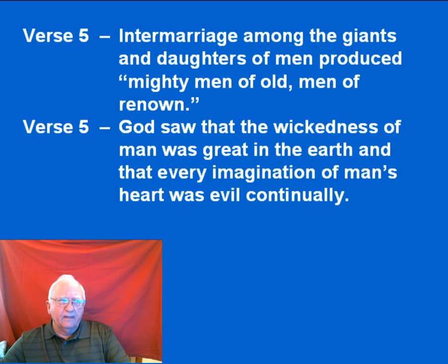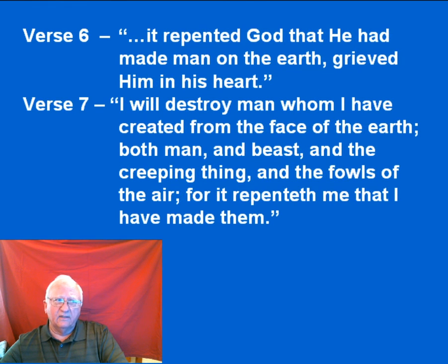And so in verse 5, we find that God saw that the wickedness of man was great in the earth, it says, and that every imagination of man's heart was evil continually. And that's what the conditions were at the time that Noah was born and during the first 600 years of his life. Verse 6 says that it repented God that he had made man on the earth. He was grieved in his heart. And so he made up his mind, "I will destroy man whom I have created from the face of the earth, both man and beast, and the creeping things, and the fowls of the air, for it repenteth me that I have made them." God was very, very displeased.